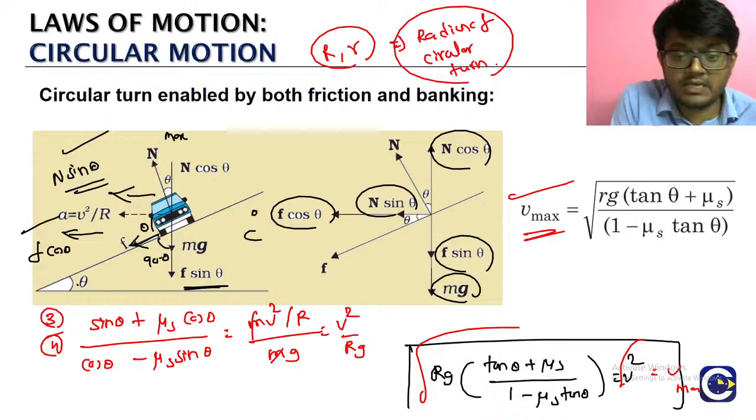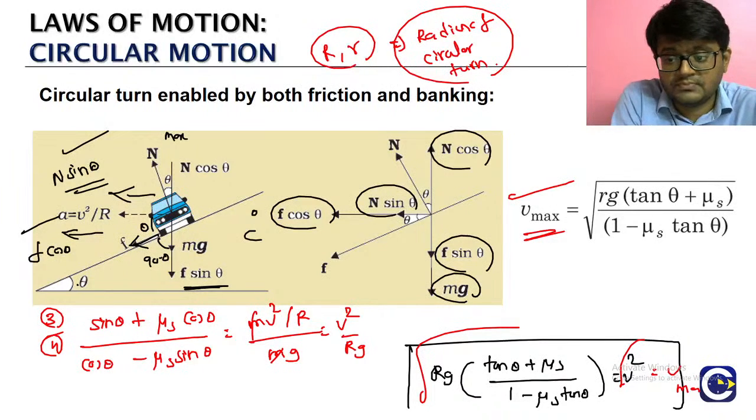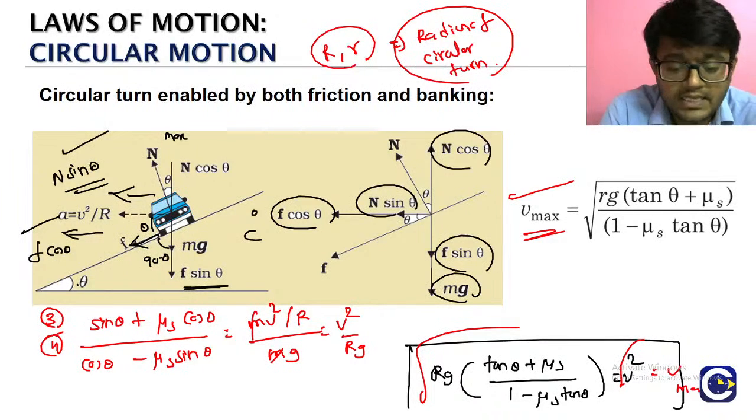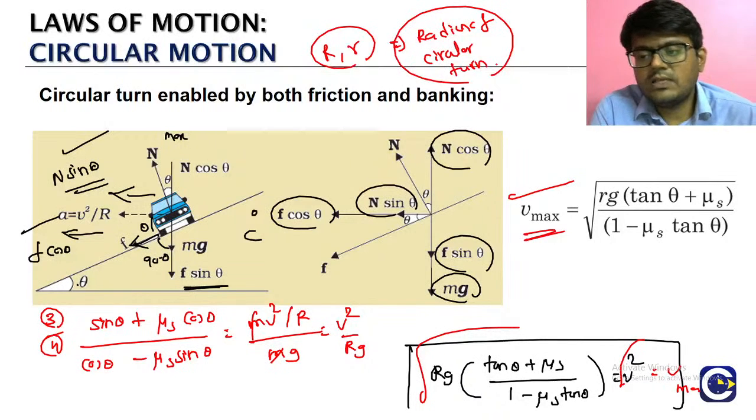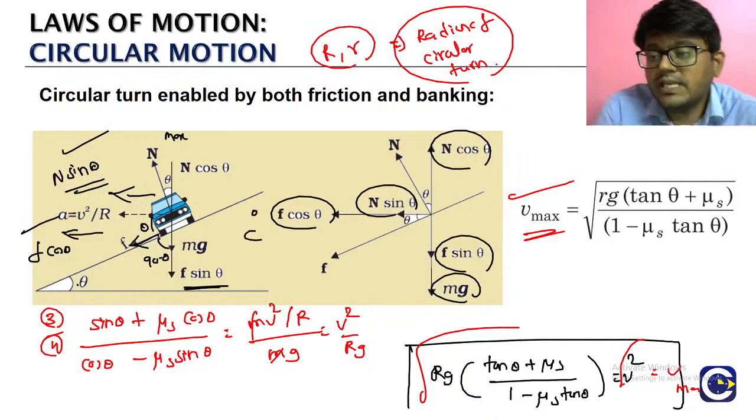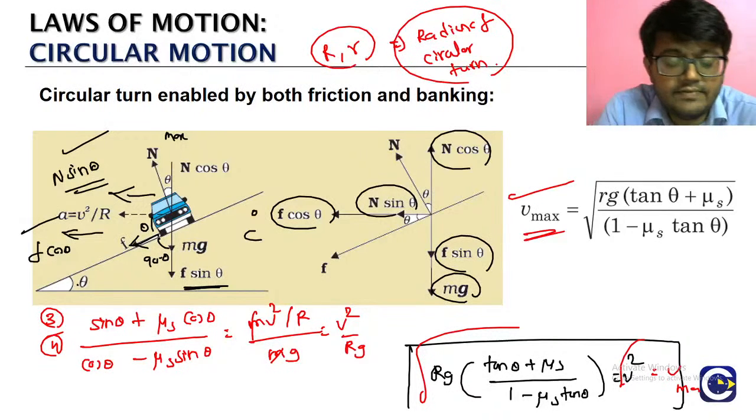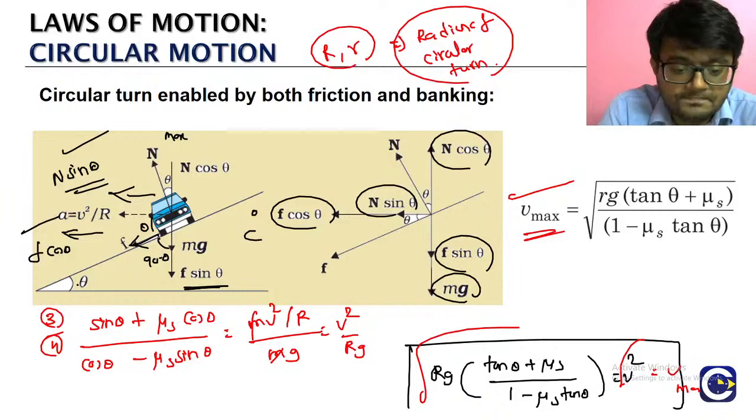Both are referring to the same thing. What is it? The radius of the circular turn. Okay. So what is this expression for the velocity? V max is equal to what? Root of Rg into tan theta plus mu s divided by 1 minus mu s tan theta.